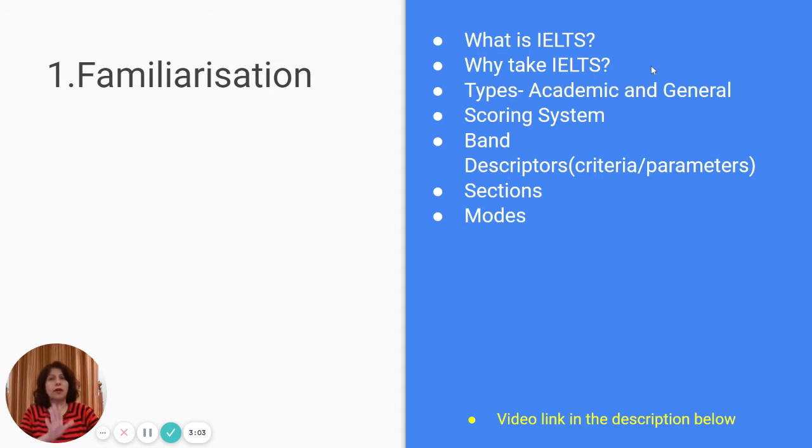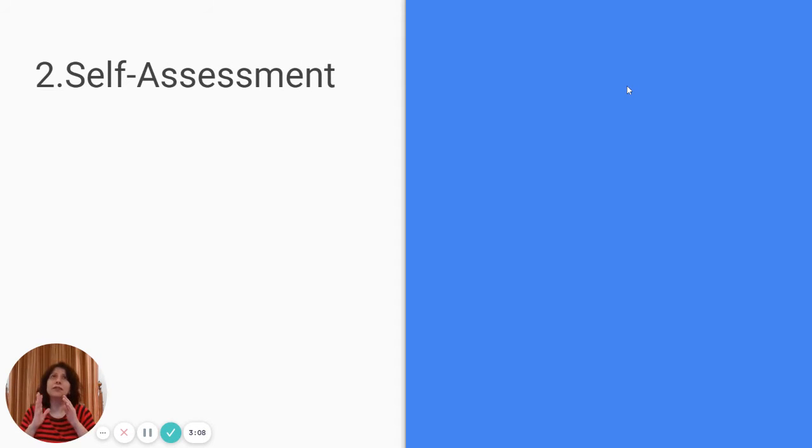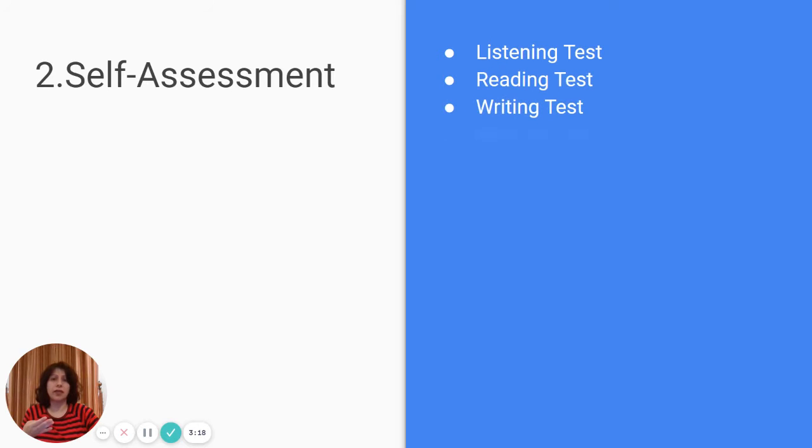All right. So once you have familiarized yourself with it, the next step is self-assessment. Assess your level. Where do you stand? Since there are four sections, listening, reading, writing, and speaking, I would say you should start with the easiest one, which in my opinion is the listening test. Again, there are some good practice tests on the British Council website. Again, the links are there. Start with the listening, then do reading, then writing, and the speaking.